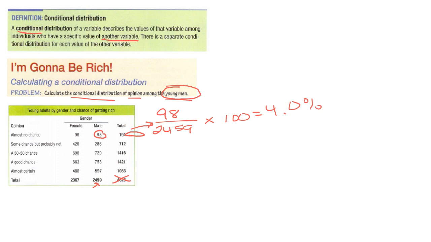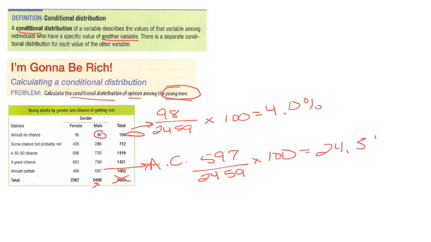Let's look at the almost certain chances by 30, right? Again, the condition is that they're males, so I'm only looking at the total for the male population. And then for each opinion, if I'm looking at the almost certain opinion, now I get 24.3%. You could calculate these for females as well, and then do comparisons with your descriptions. So that's how you would calculate a conditional distribution. Instead of taking it out of the whole table, you take it out of the population that fits that condition, in this case being a male.